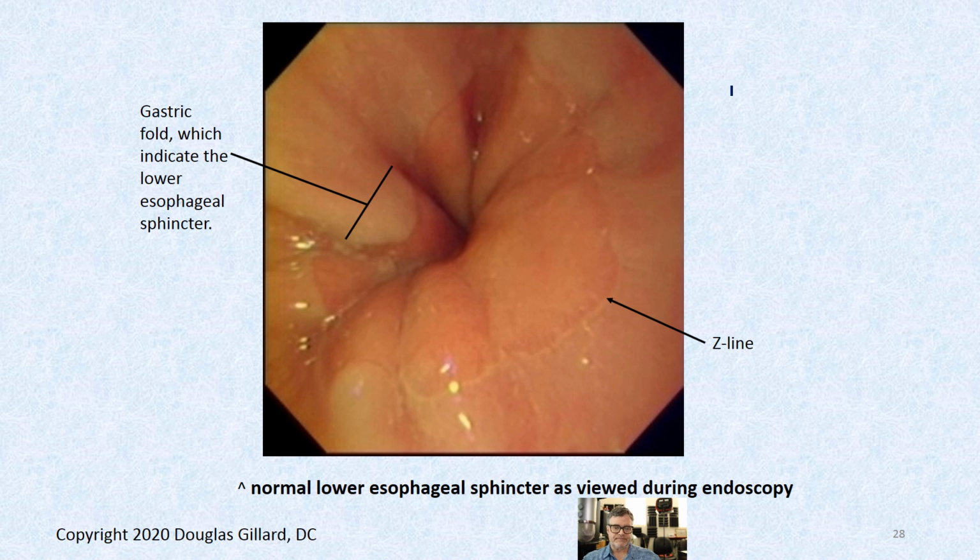What else do you see? As I take some water, look at that. Tell me what do you see? That cancer?